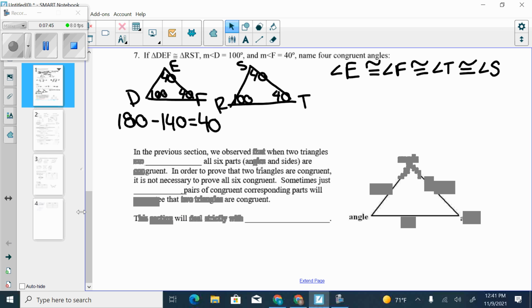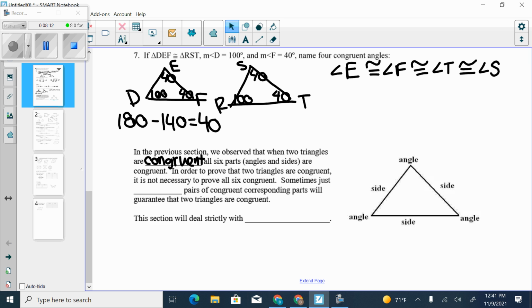Okay. Here at the bottom it says in this previous section we have observed that when two triangles had so many congruent pieces, so when we had all of the pieces being congruent, so it says all 6 parts, right? So that would be the 3 sides and the 3 angles. Then they were all congruent.